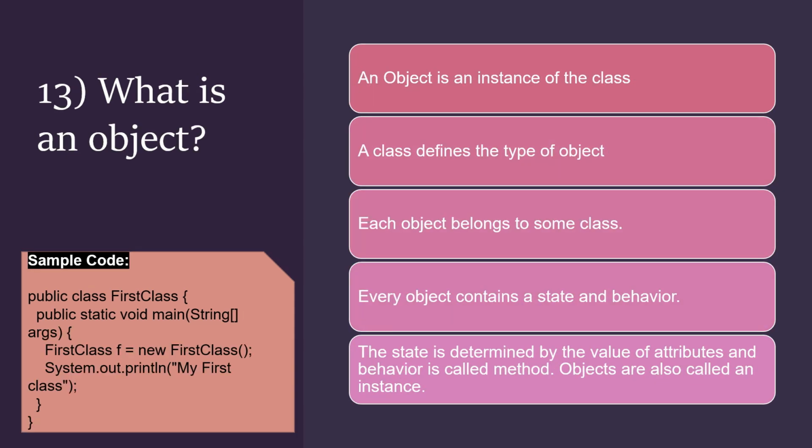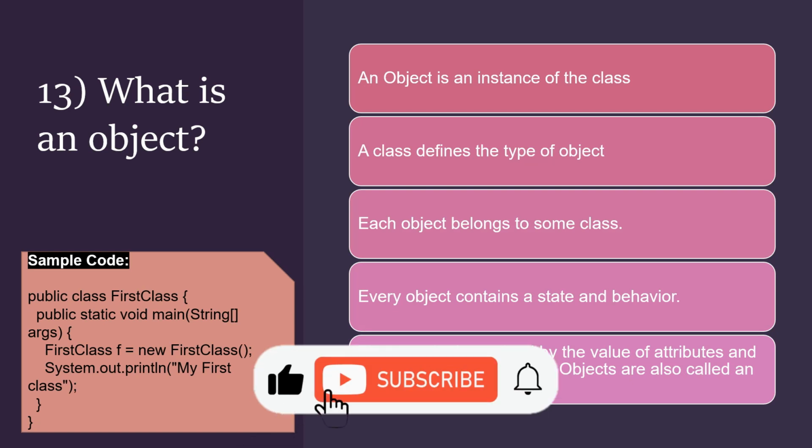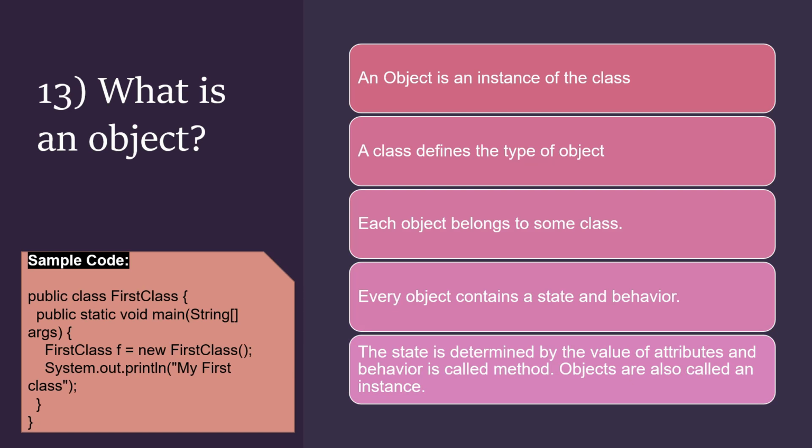Question 13. What is an object? An object is an instance of the class. A class defines the type of object. Each object belongs to some class. Every object contains a state and behavior. The state is determined by the value of attributes, and behavior is called method. Objects are also called an instance. To instantiate the class, we declare the class type. Here is the sample code for your reference.